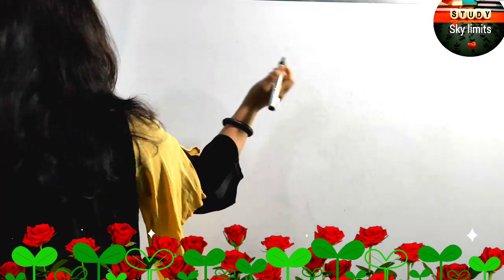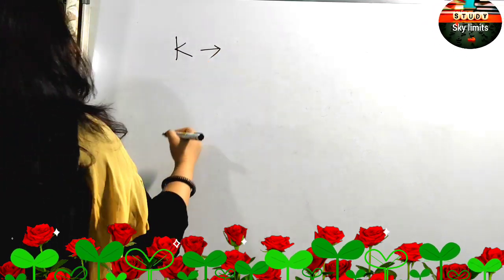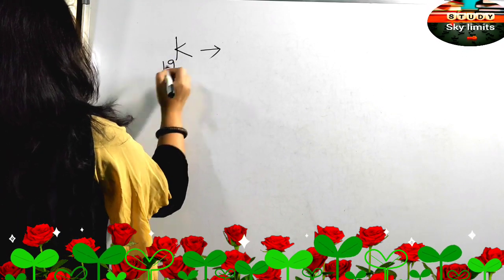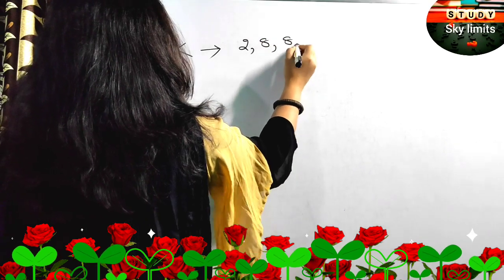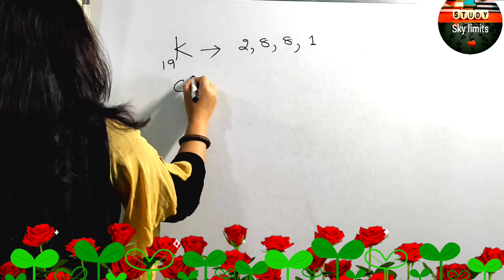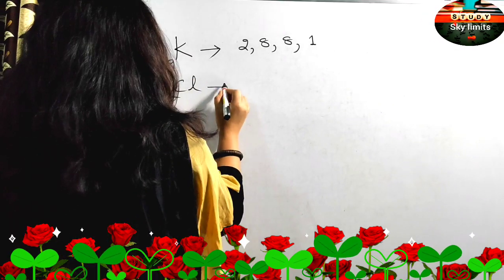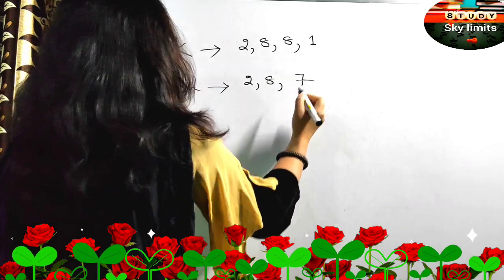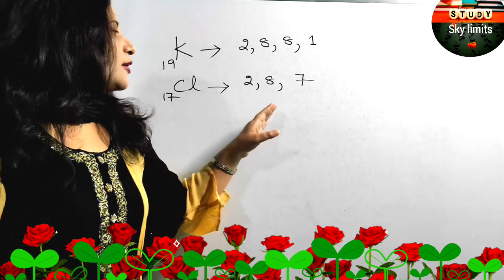Now let us take an example of potassium. The atomic number of potassium is 19, so its electronic configuration is 2, 8, 8, 1. Let us take the example of chlorine, whose atomic number is 17. So the electronic configuration of chlorine will be 2, 8, 7.